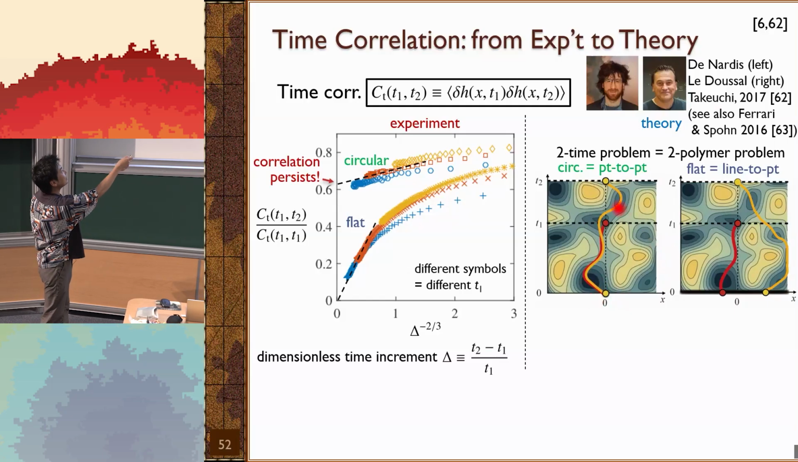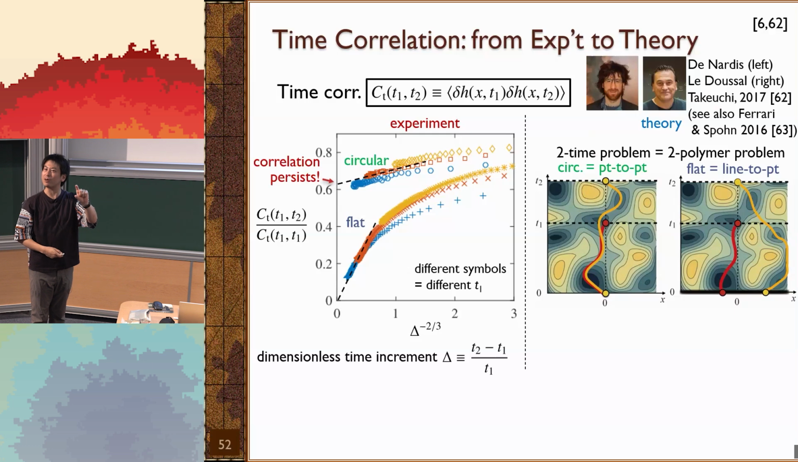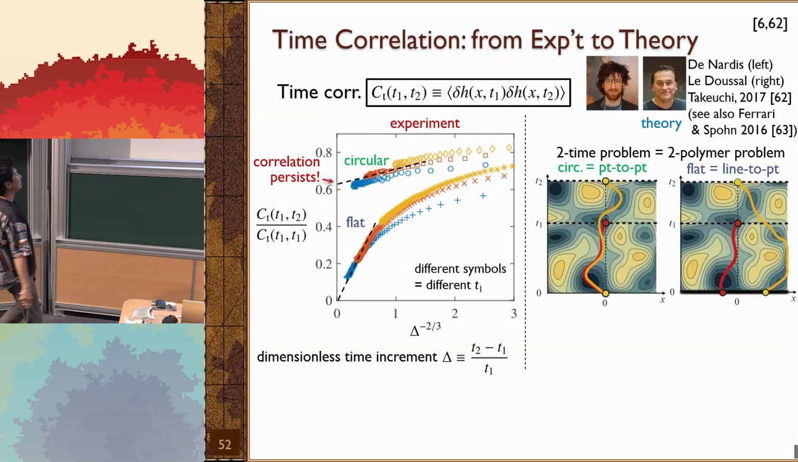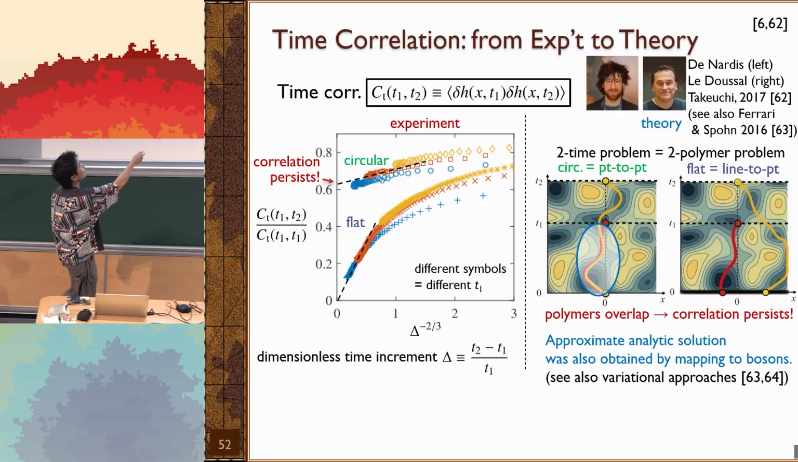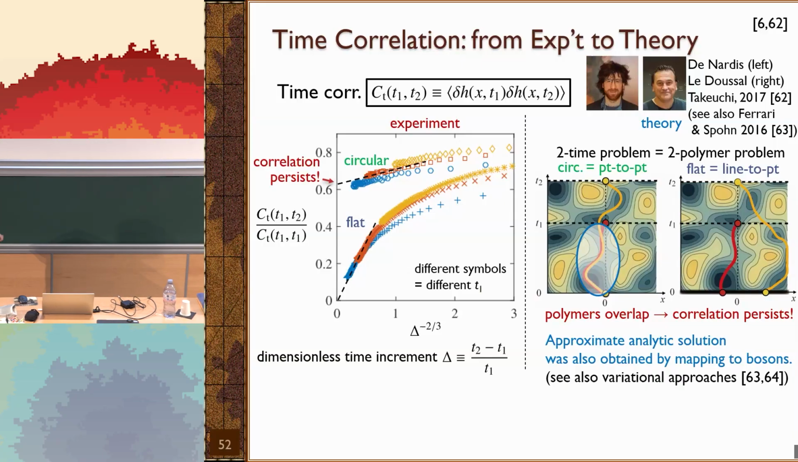So even if you send the upper end of this yellow polymer to infinitely far, this yellow polymer has to go somewhere very close to the red polymer near time 0. So they cannot avoid some overlap. And that's why we have correlation between the two free energies. And that's what we see here in the experimental data. So this is a physical intuition why the two cases have very different time correlation properties.